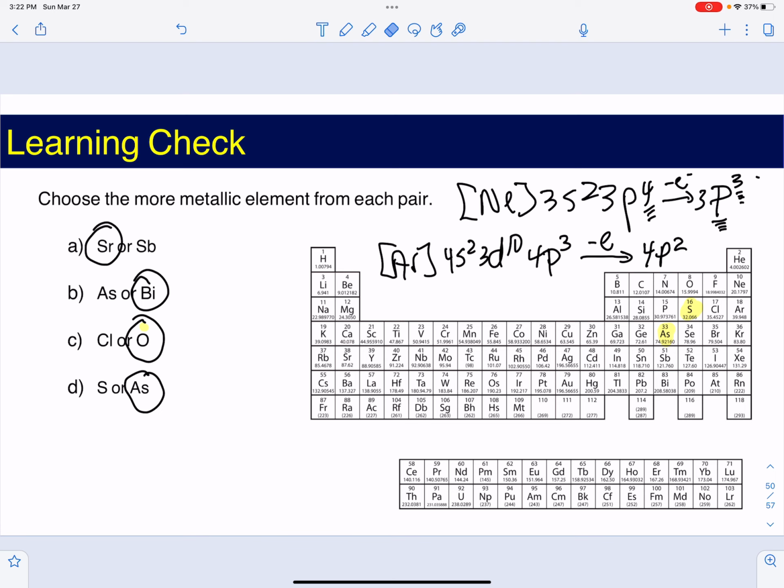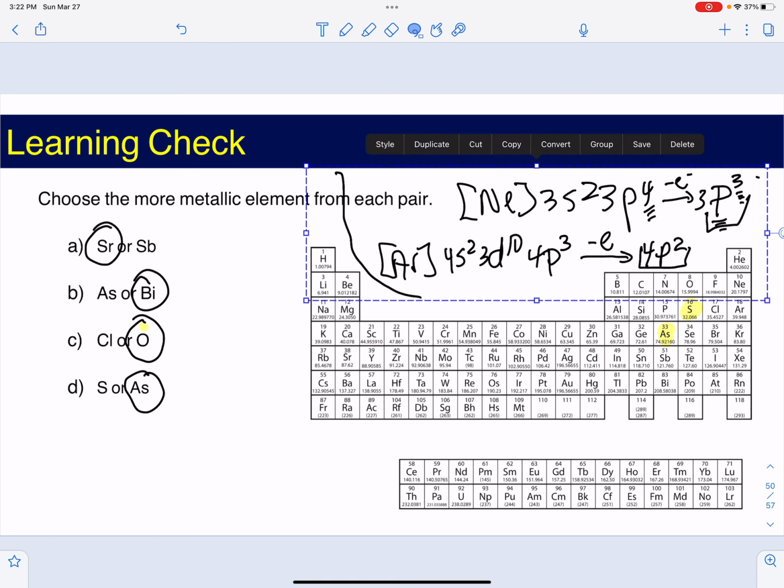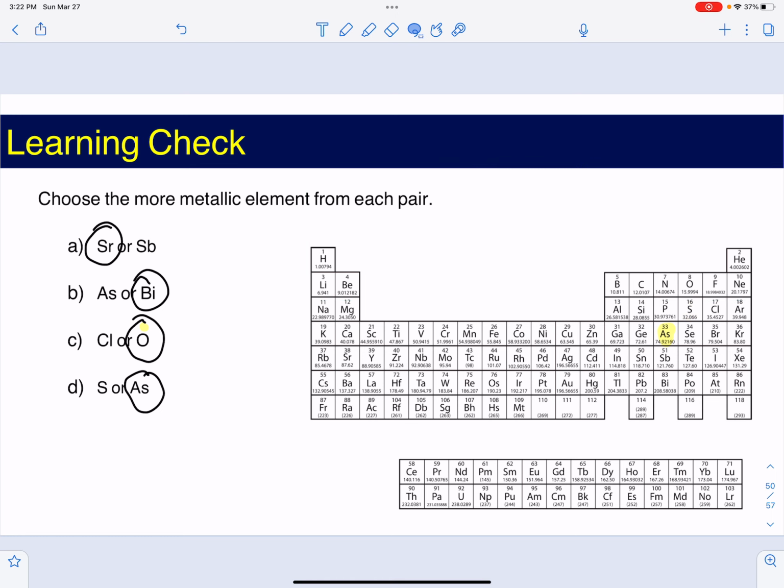So in this case, being so close on the p3 and p2, this reasoning will not work. So we're going to stick with the reasoning on the size instead of using the quantum theory. So based on the size and how close it is to the left side, arsenic will have to be the most metallic.